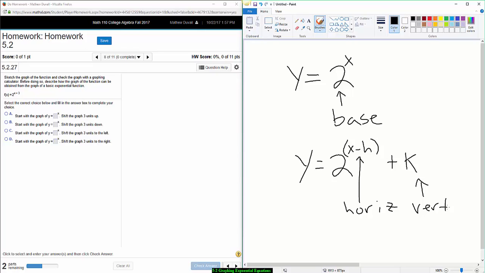Now the horizontal, you always do the opposite, and the reason why you do the opposite is because of the fact that there's a negative there. And then for the vertical, you do the same because there's a positive there.